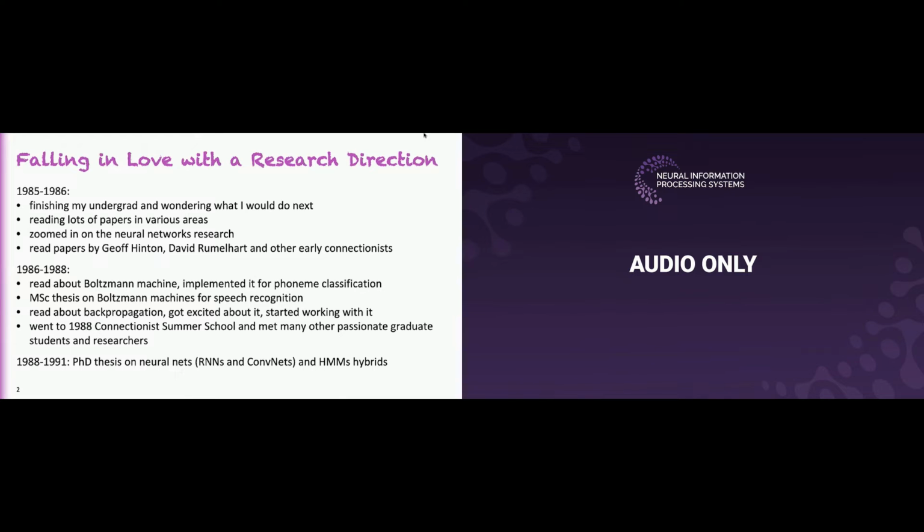In particular, the work by Jeff Hinton and David Rumelhart and the other group of people, a lot of them coming from cognitive science, calling themselves connectionists. If you're interested, there's a lot of interesting things about that group and how it has influenced the early days of deep learning. And so I decided to get into neural nets. I really fell in love with this direction, and I'll explain why.